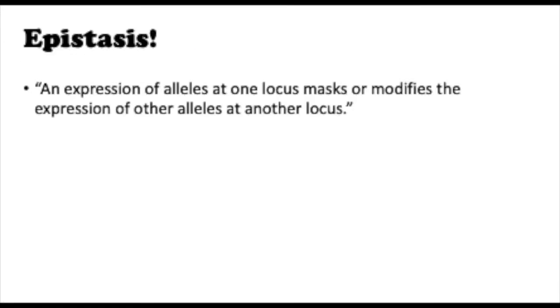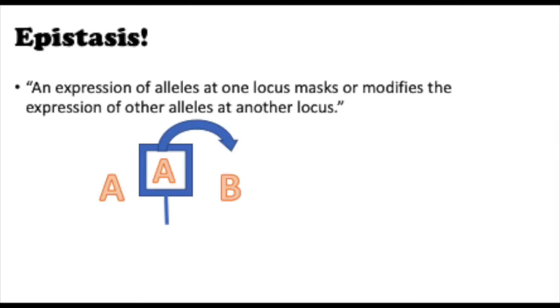Now epistasis. The scientific definition is this: an expression of alleles at one locus masks or modifies the expression of other alleles at another locus. To make this a little simpler, we're going to only focus on two different loci. One is big A and the other is big B. If these two are put together, the big A will give the big B a mask and make it look like a big A, even though it is actually a big B.